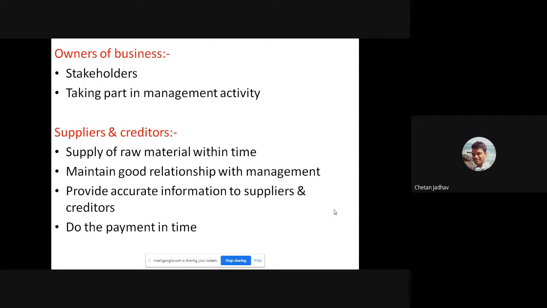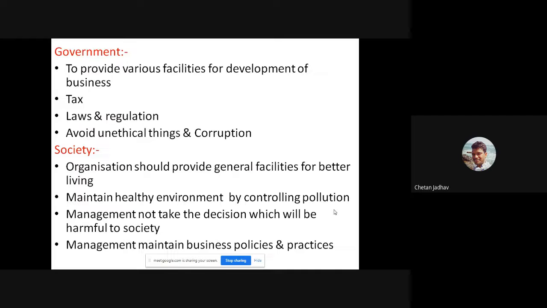Then suppliers should supply the raw material within time. That is also important for making any good production, so our inventory should be ready for the given particular process plan. Maintain a good relationship with management as per the suppliers and vendors, and do the payment in time. Okay, so it is good for the vendor as well as the supplier. Government: we have to pay regular tax, obey the regulations and laws of the government. Okay. Avoid corruption. This is also one responsibility for the manager as well as the organization.